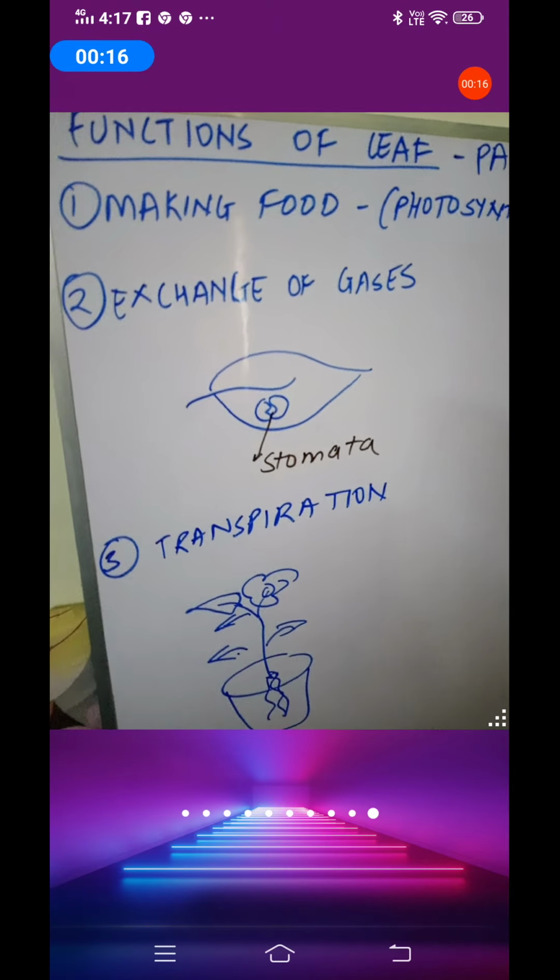The next function of the leaf is called transpiration. Alright, so I want to ask you one question. When you start running, what happens? If you run for a long distance, then you will sweat, right? Why is this sweating taking place? It is basically the excess water that comes out from your body. That's how you sweat. Similarly, plants are also sweating.